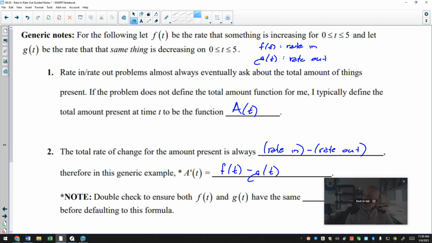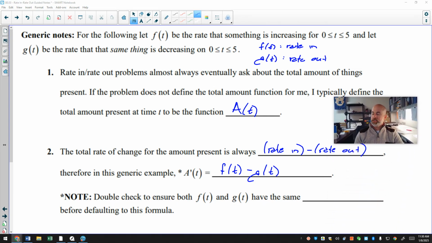However, there is one thing you need to be extra cautious of before you just default straight to writing A prime is F minus G, and that is that you need to make sure that F and G have the same domain. It has happened in the past that the rate in functioned on the interval like 0 to 8, but the rate out didn't start until 3 to 8. So we can't use both F and G for that window where only one of them is in operation. So always double check and make sure that your rate in and rate out have the same domain.